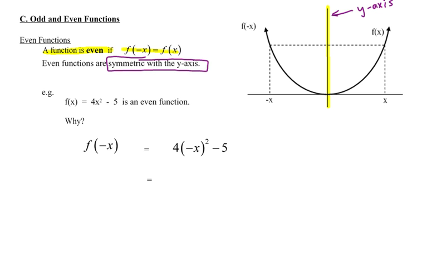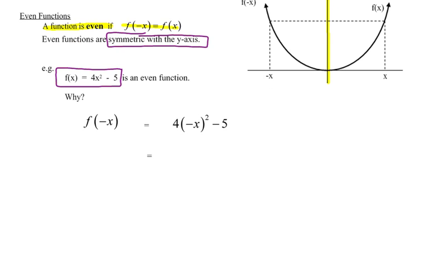So how do we check if a function is even? Well, if you're given a function, f of x equals 4x squared minus 5, we're going to plug in our negative x, and if it comes out equivalent to the original function, then it's even. That means it's actually symmetrical. So let's plug in the negative. What happens here when we square the negative x? Positive. Is that the same as our original function? It is. So f of negative x equals f of x, therefore it is even.